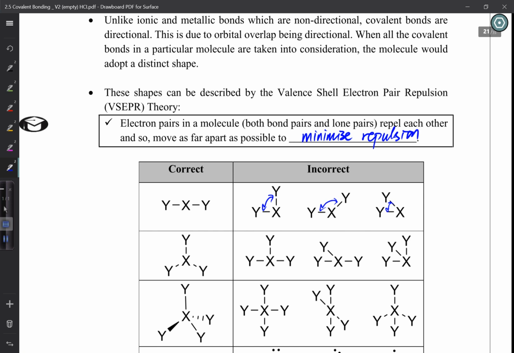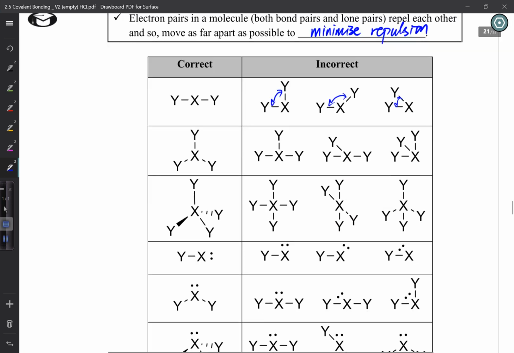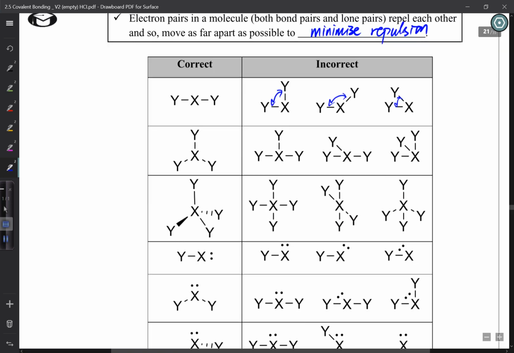The same goes for our second case. If there are three atoms connected to X, the most stable conformation, with the least amount of repulsion, will be like this, whereby the angle is 120 degrees. So this and this are all unstable. In other words, they experience more repulsion than this.